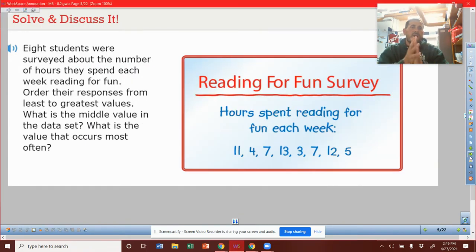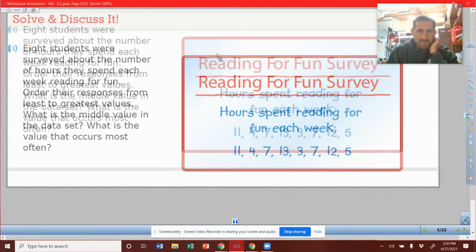All right, so here's our solve it. 8 students were surveyed about the number of hours they spend each week reading for fun. Order their responses from least to greatest values. What is the middle value in the data? What is the value that occurs most often? So we're just going to take this piece and go least to greatest.